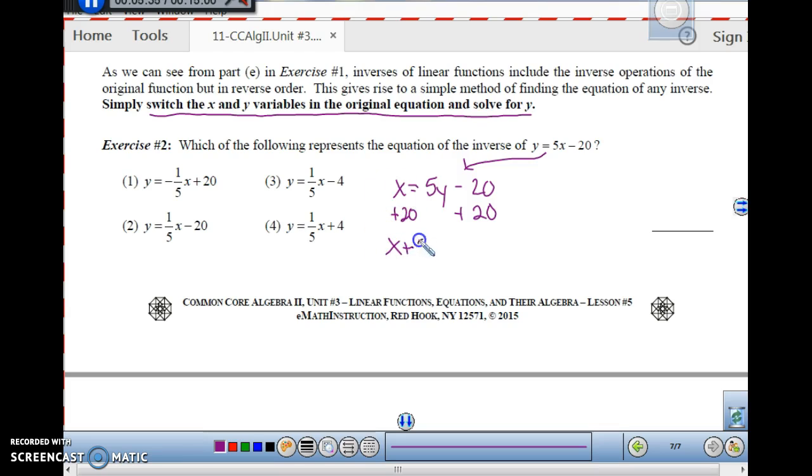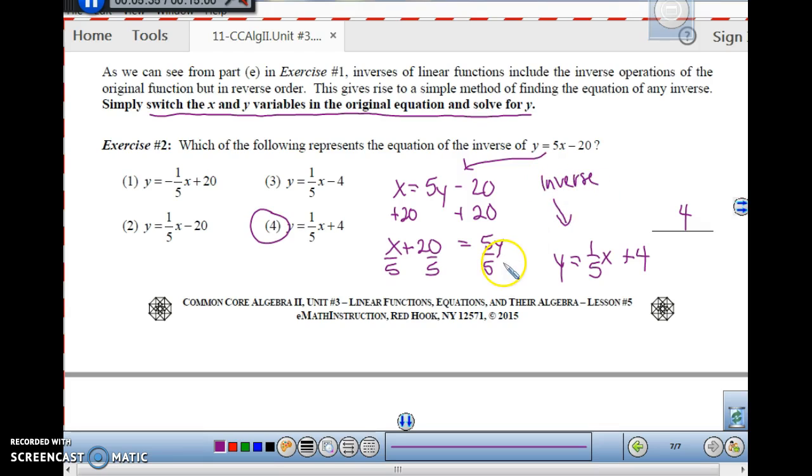x plus 20 is equal to 5y, and then I divide by 5. Make sure you divide everything. And y is going to equal 1/5 x plus 4. And that is the equation of your line. That is number 4. So that would be the equation of the inverse.